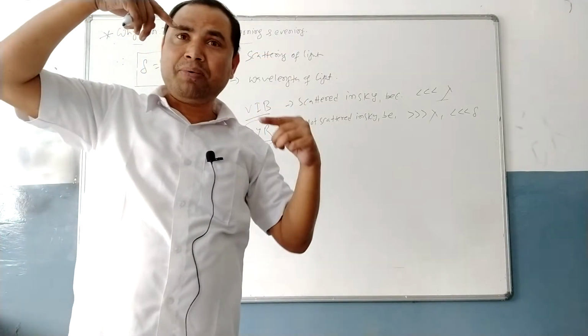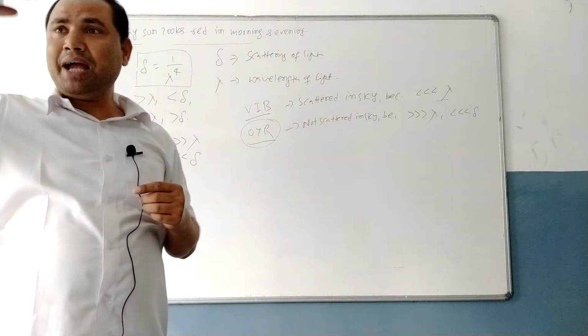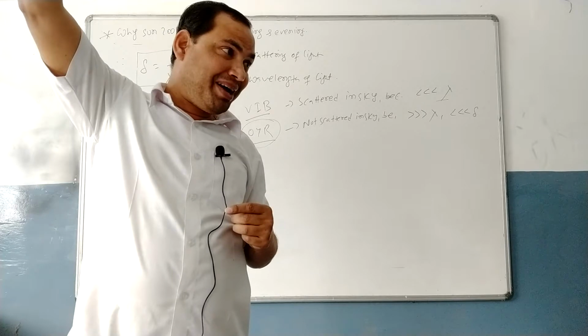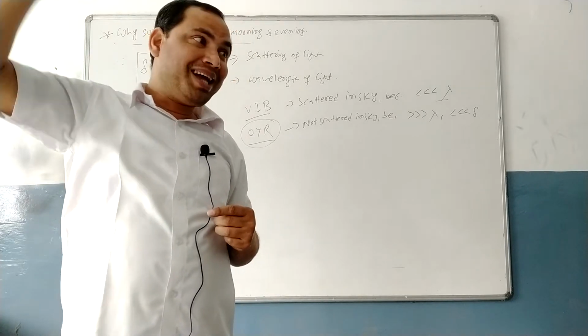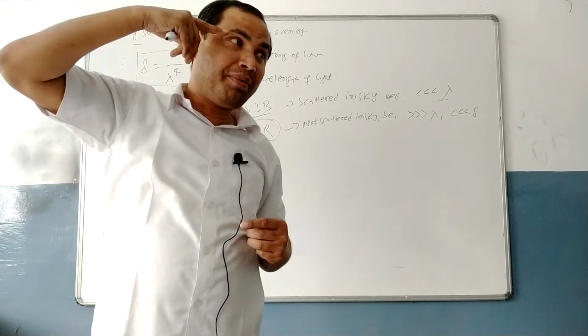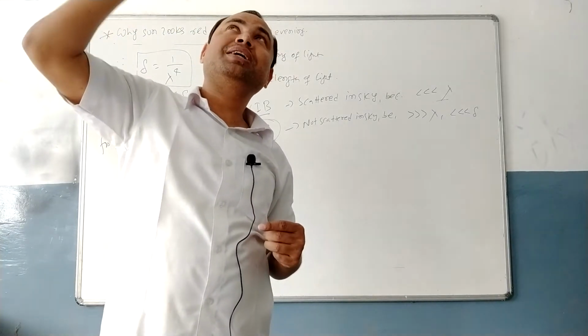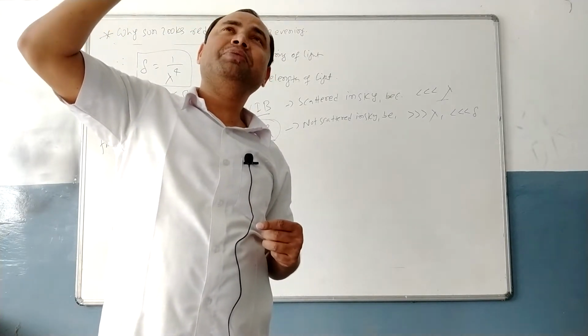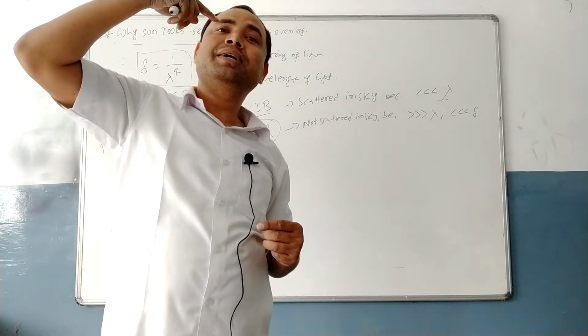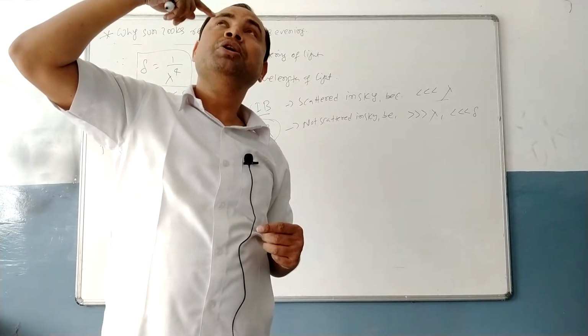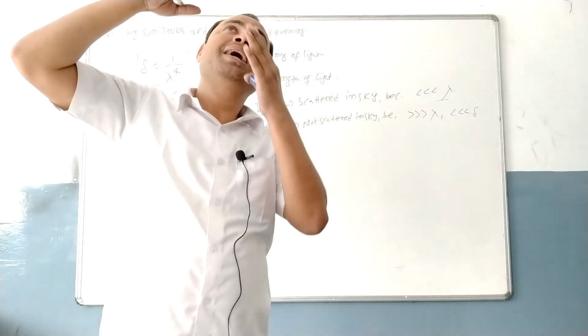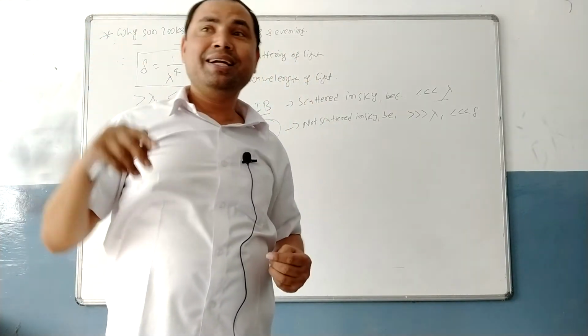Red color will reach our eye first, because red has a very high wavelength. It will not be scattered by the atmospheric particles. It will directly reach our eye. So when we look at the sun, red color reaches our eye first, and so I see the sun in a reddish color.